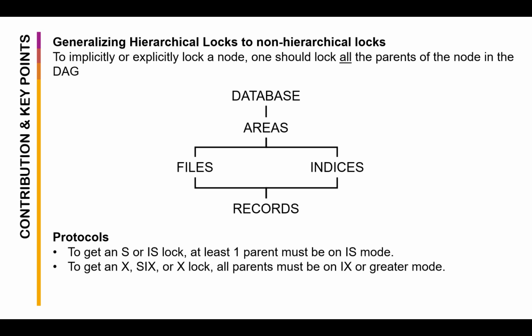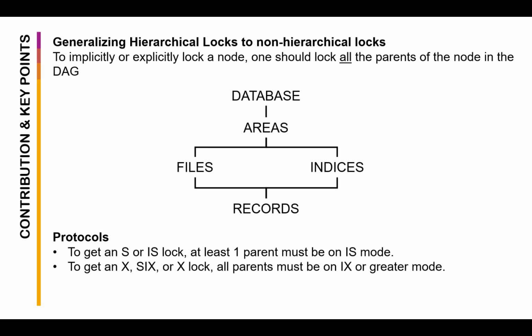A tree is a simple DAG, but in reality, the hierarchy might involve instances where a node has multiple ancestors on the same level. To implement the idea that one should lock all the parents of the node in the DAG, there are protocols that ensure that these are followed.